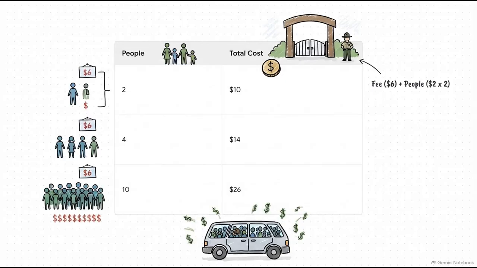Okay, here's your scenario. Imagine you're visiting a state park. The entrance rule is this. It costs a flat $6 fee per vehicle, plus an extra $2 for every single person inside that vehicle. Let's see how the total costs shake out in this data.